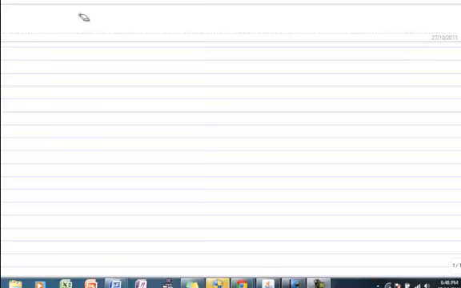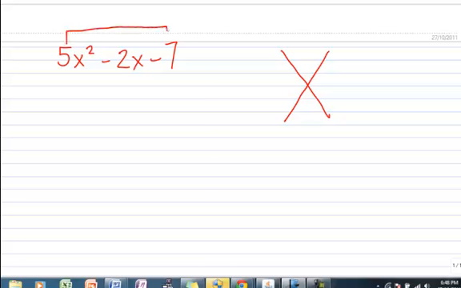Hello, so today we're going to do factoring with a coefficient that is not 1 for the x squared term. So for example, you're given 5x squared minus 2x minus 7. Now what we learned is that you put a cross like this, and since there's a number in front of the x squared, which is 5, I multiply these two, which gives you negative 35, and the bottom stays the same as minus 2.